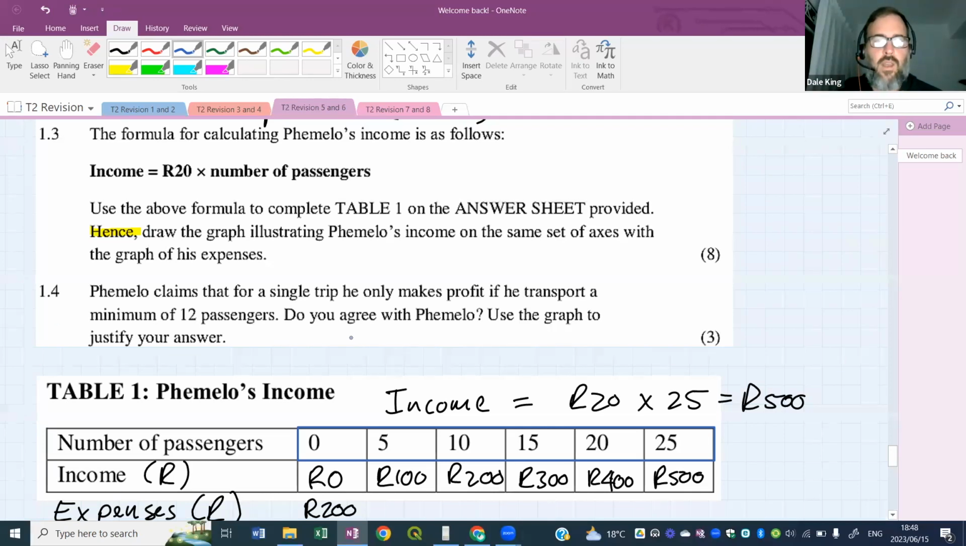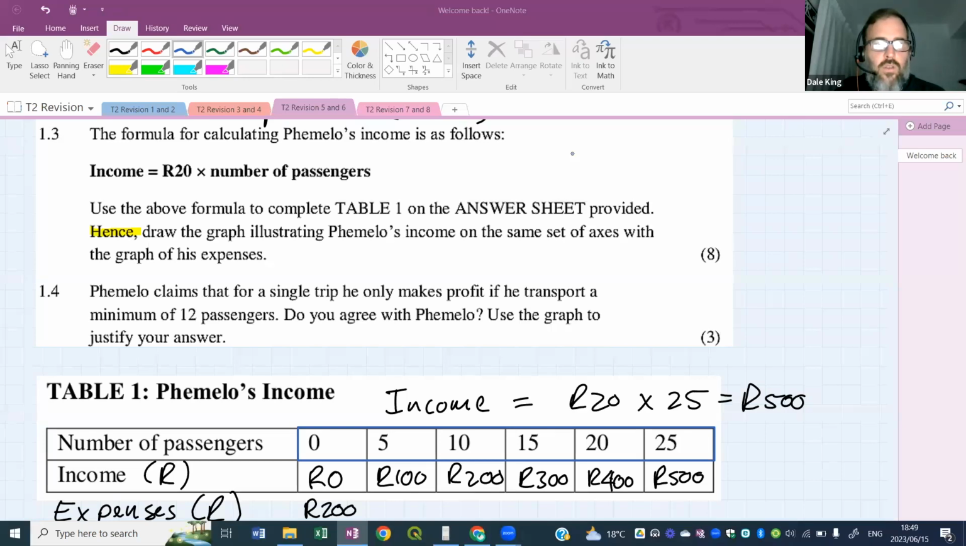All right, there's a lot happening here. Number one, we're going to try and show whether for 12 passengers he makes profit or not, and then say, no, I don't agree, or yes, I agree. That's the first thing. And then we've got to use the graph to help us with our answer. You can't just say, yes, I agree, or no, I don't agree. You're going to get 1 out of 3 marks. You've got to prove your answer. The why. Why did you say that? Always have a reason why. Now Orabile doesn't agree, but Orabile doesn't have a graph. So I'm going to help show with the graph.